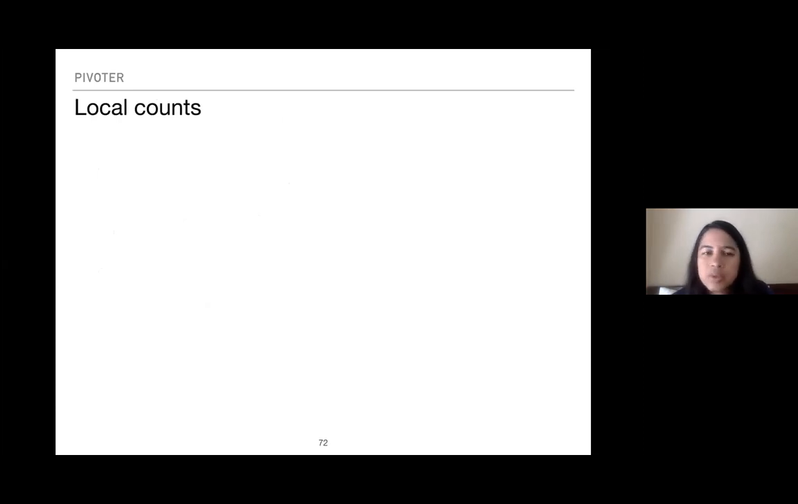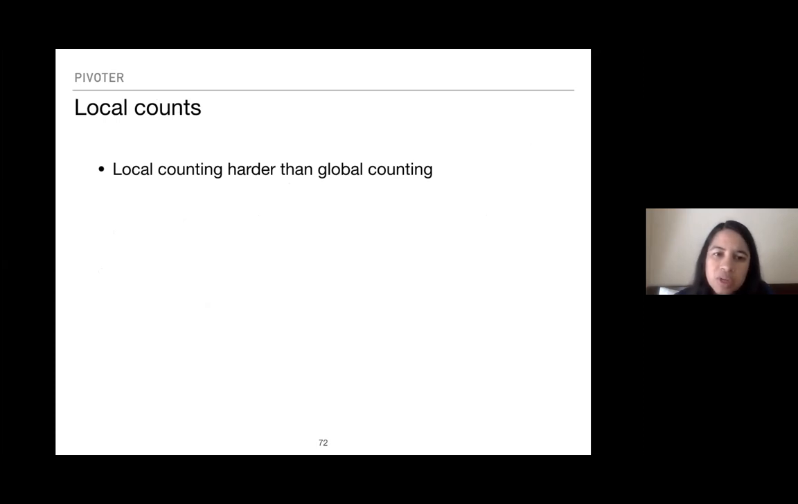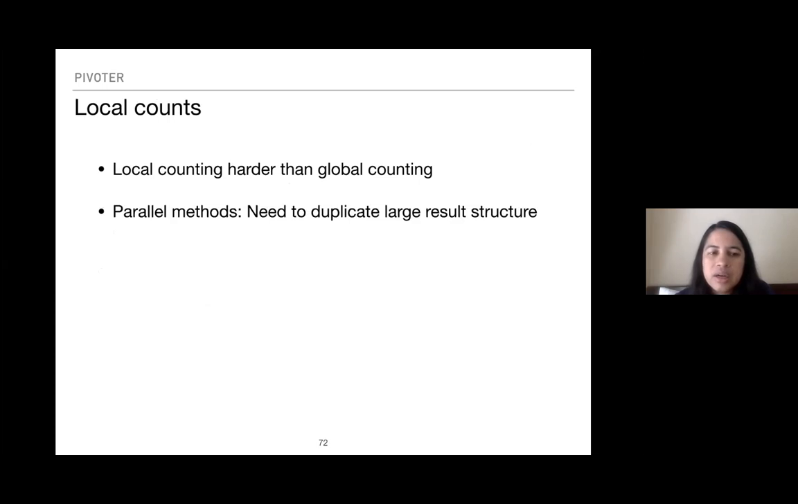So that's for the global counts. And for local counts, local counting in general is harder than global counting. If you have local counts, you have global counts, but if you have global counts, you don't necessarily have local counts. And because most of the parallel methods out there have been doing enumeration.